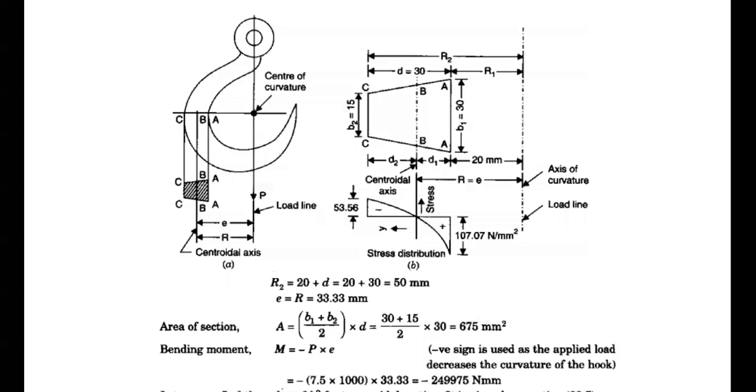Now draw the trapezoidal cross section. In the trapezoidal cross section, please identify the suitable dimensions according to your given data. That is your b1 value, b2 value, d value, and R values and all those things.